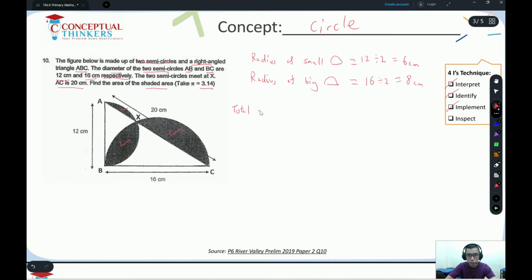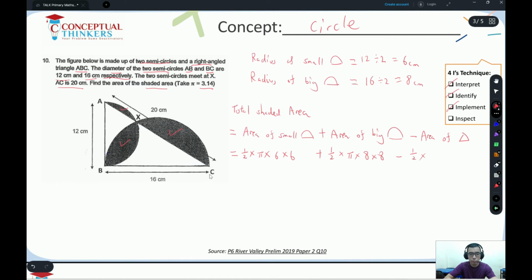Now the total shaded area will be equal to the area of the small semicircle plus the area of the big semicircle, then we minus the area of the triangle. Okay, so let's fill in the formula for the area of a semicircle. So remember to put your half in, then multiply by pi times the radius we calculated here, 6 times 6, plus the area of the big semicircle, again half, times pi times radius 8 times 8, then we minus the area of the triangle, which will be half times base.